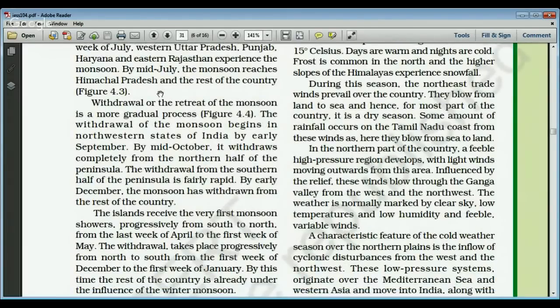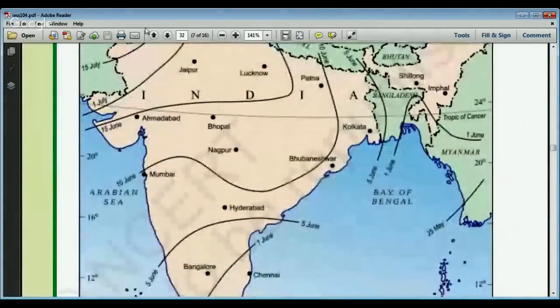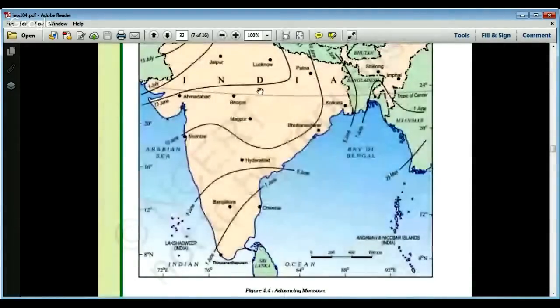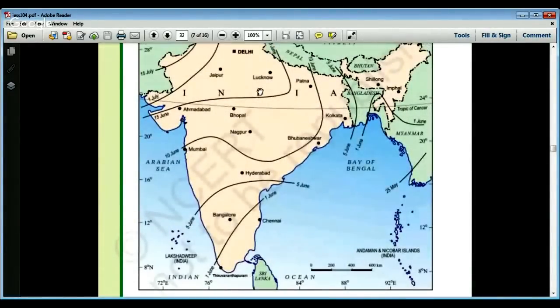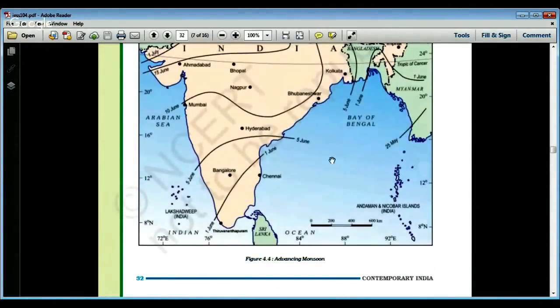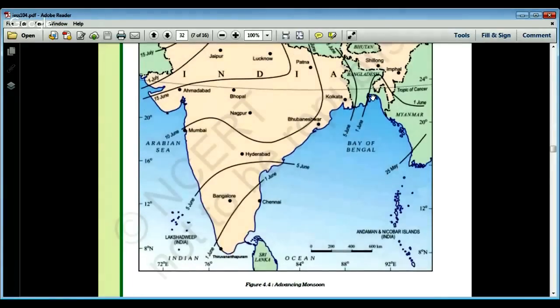You can see this in figure 4.3. See, the monsoon winds start from the Kerala coast, and they will come at around 1 June. Then they will bifurcate into two branches. First is the Arabian Sea branch, then the Bay of Bengal branch. This is the Bay of Bengal branch. It also comes in the first of June, and then they will move towards the west, then 5 June in the Meghalaya region.